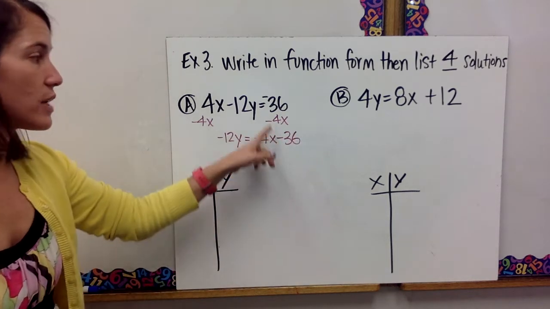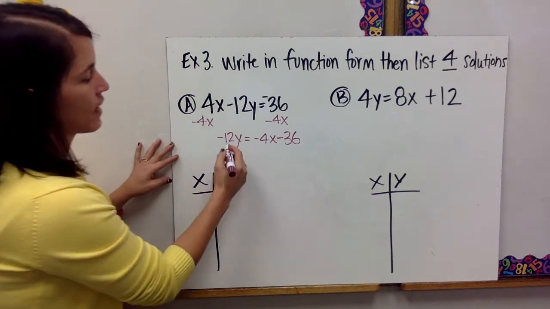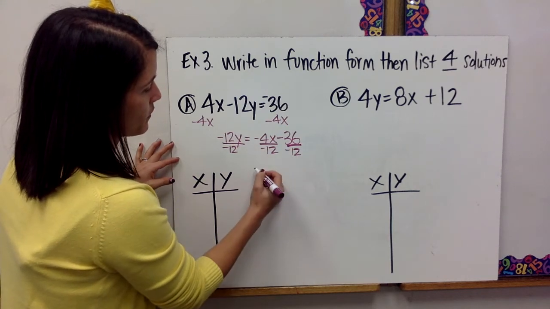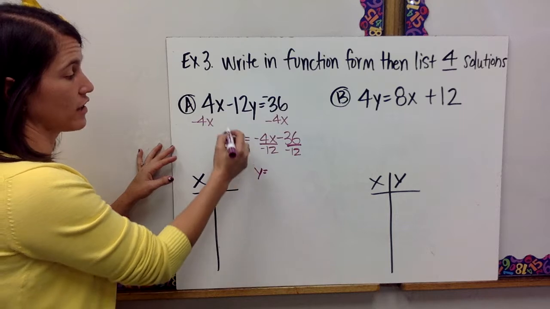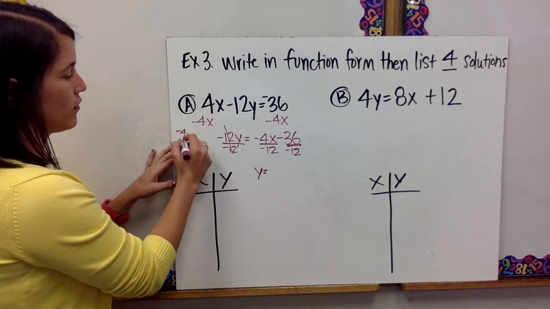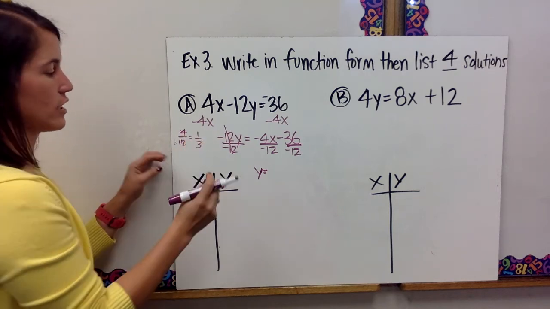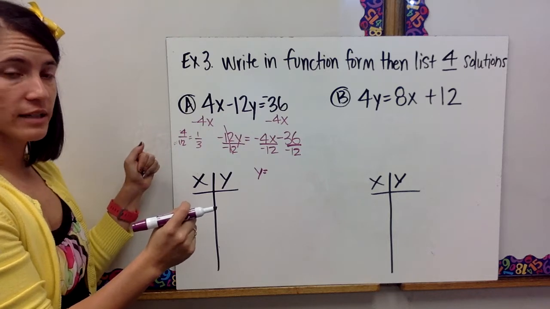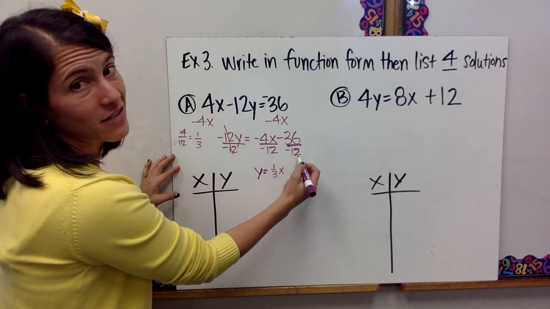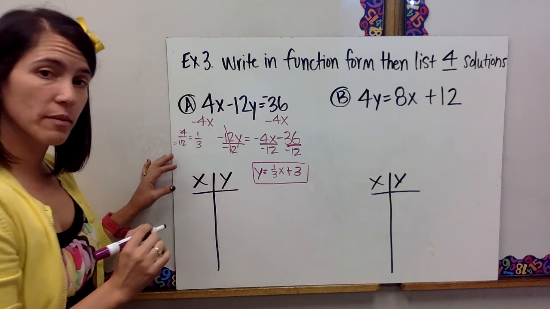This is a minus because of my negative right there. I need to divide by negative 12. My negative 12s cancel out. Y equals negative 4 divided by negative 12. So the negatives will cancel, and this is going to give me 1/3 again. I'm simplifying. 1/3 x. Negative 36 divided by negative 12 is a positive 3. So there is my function form.